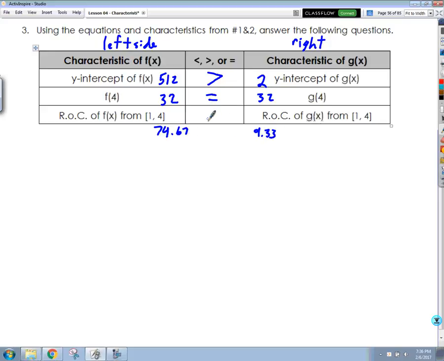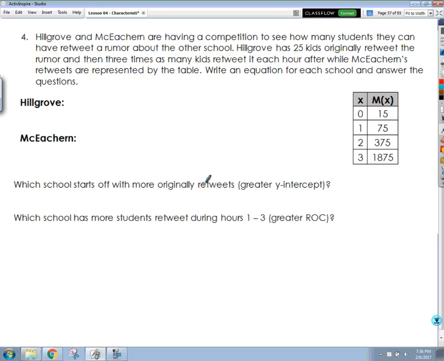Hillgrove, and what was that? McEachern, I guess, are having a competition to see how many students they can have retweet a rumor about the other school. Hillgrove has 25 kids originally retweet the rumor, and then 3 times as many kids retweet each hour after a while. McEachern's retweets are represented by the table. Whew. Write an equation for each school and answer the questions. Yikes. That was a mouthful just to read it.